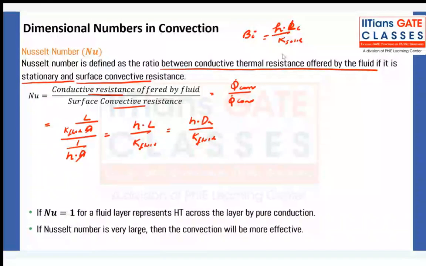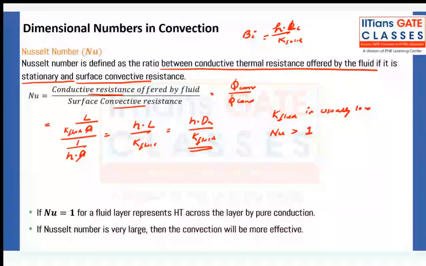Now, as we know, K of fluid is always very low. Solids usually have high thermal conductivity, while K of fluid is usually low. Therefore, by this formula, I can say Nusselt number is mostly greater than 1. Nusselt number equal to 1 for a fluid layer represents heat transfer across the layer by pure conduction.